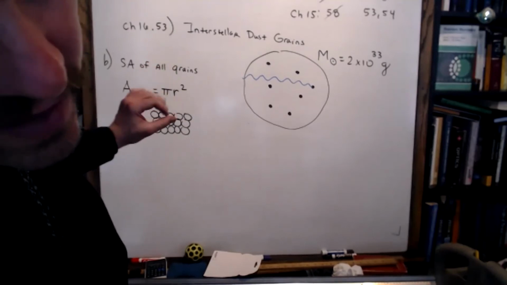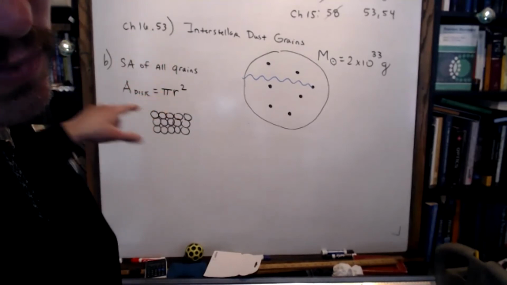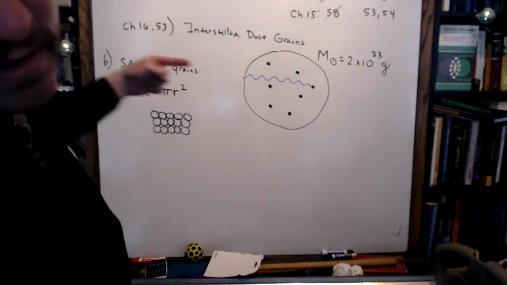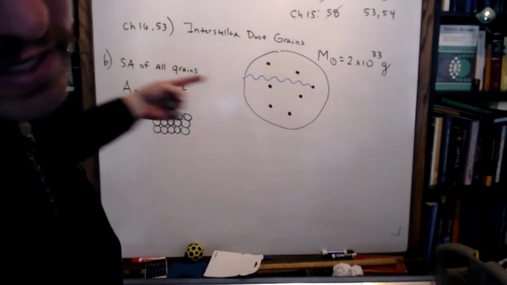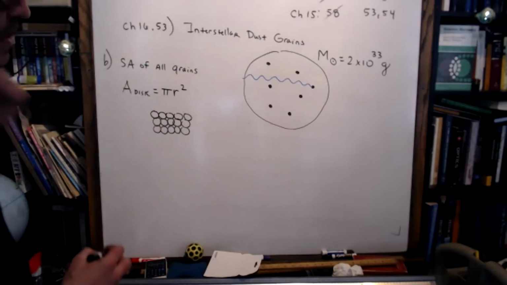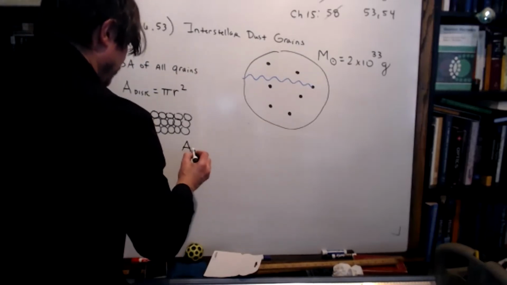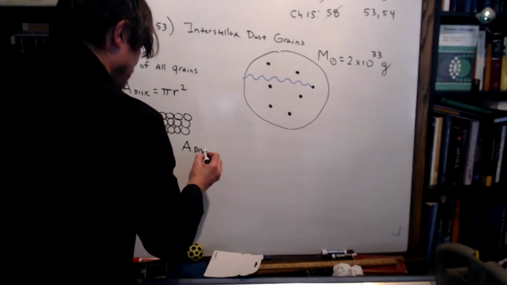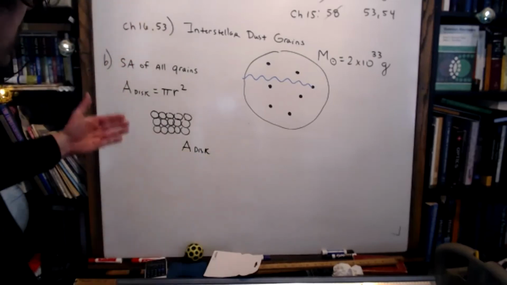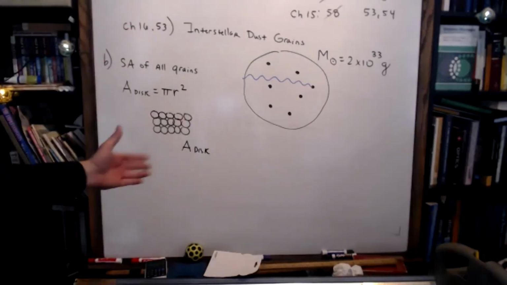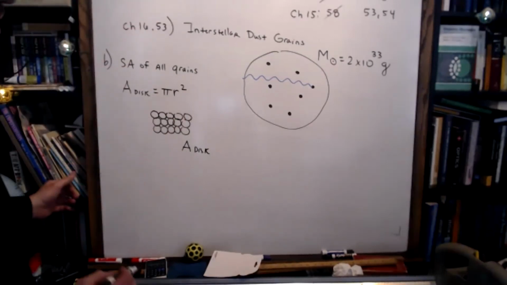The surface area of a sphere is 4 pi r squared. But if you just imagine the dust grains as a disk, the photon traveling through the cloud will see each grain as a little disk. So what we want to do is calculate the area of a little dust grain disk, and then we'll multiply it by the number of grains, and that should give us the total area.